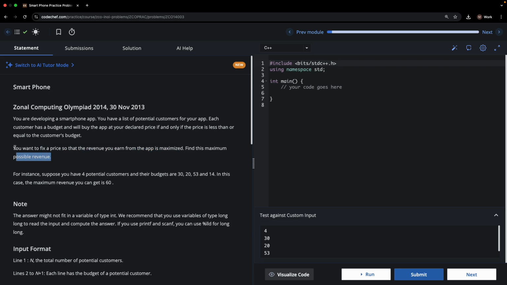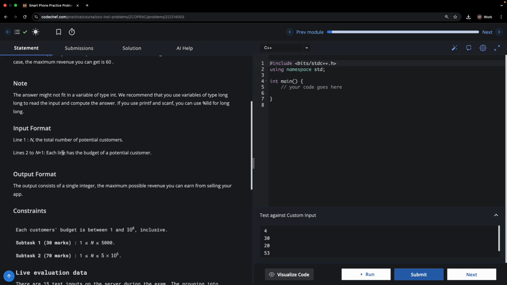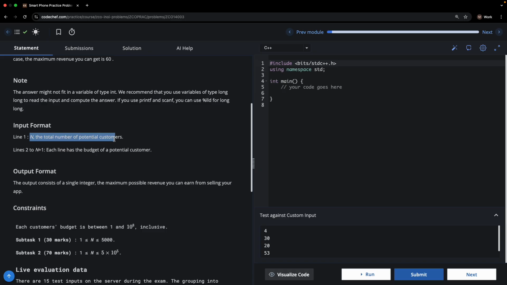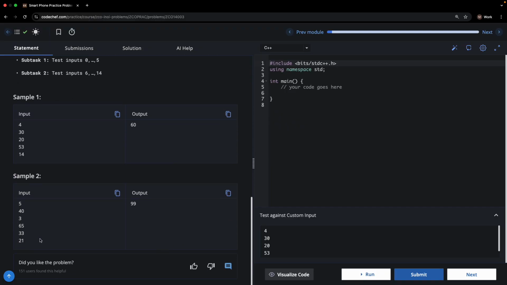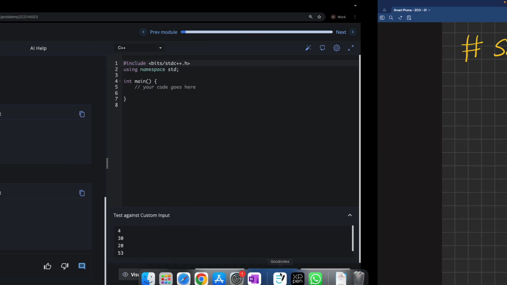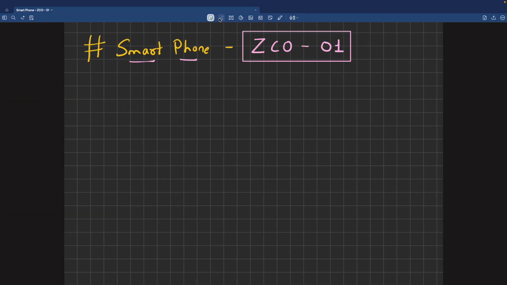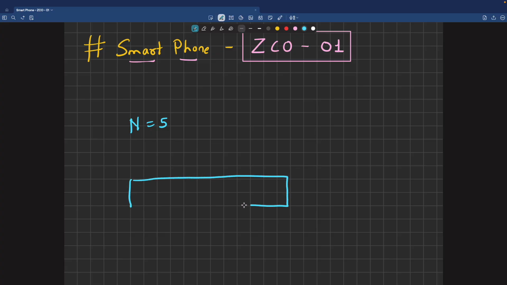Okay. We have been given an example. The input format is that n is going to be the total number of potential customers, and next line would be the budget of all the potential customers. Okay, let's take an example out of it. Let's take this example and understand what could be the possible answer. Okay, so let's say the number of potential customers we have is going to be 5. So let's take n is equals to 5, and let's take the budgets of all the potential customers.